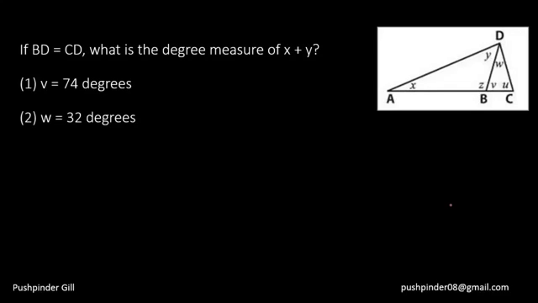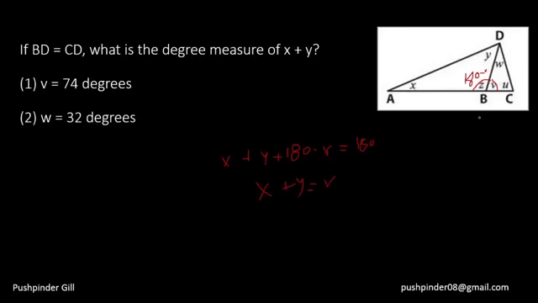Alright, fine. Let's see this question. Now, if BD is equal to CD, what is the value of x plus y? Now, I just need to know the value of x plus y. Now if this is V, this is going to be 180 minus V, isn't it? Because the sum of angles in a straight line is always 180 degrees. Similarly, x plus y plus 180 minus v is equal to 180, or I can say that x plus y is equal to v.